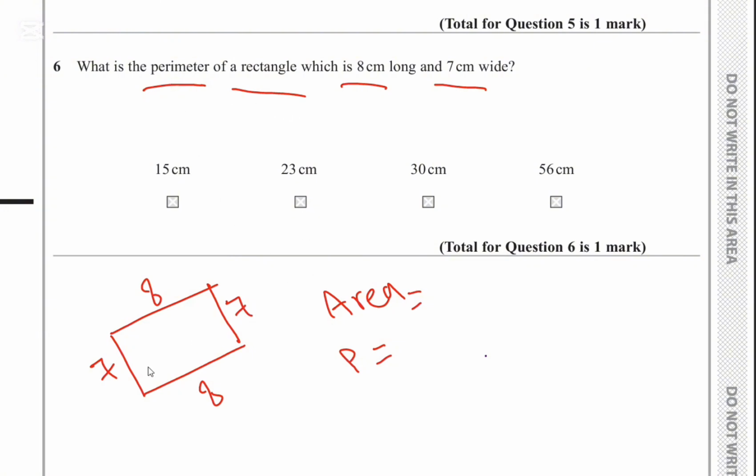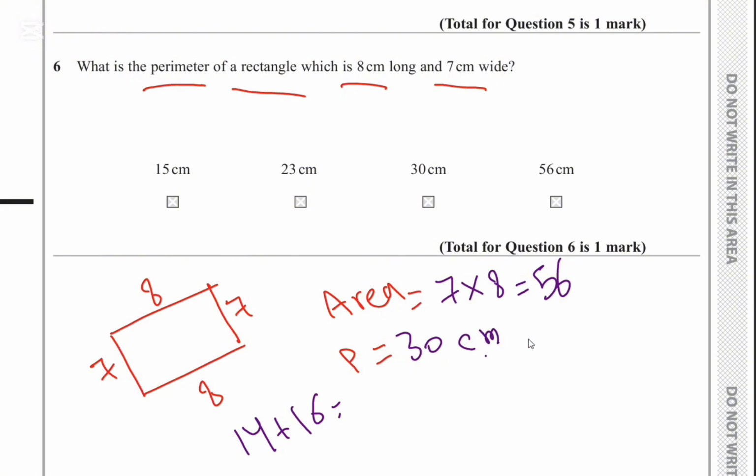So it's 7 plus 7, which is 14, and then 8 plus 8, which is 16, and 14 plus 16 is 30. Now, if you are asked about the area, that means it is 7 times 8, which is 56. And remember that perimeter is always in centimeters, and area is in centimeters squared. That's if you're asked, but here you're asked about the perimeter. So this answer is wrong. This is the answer.